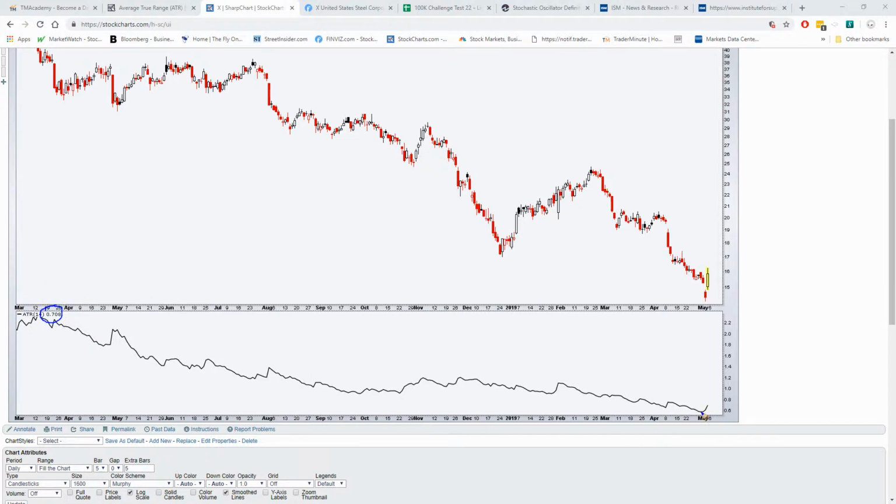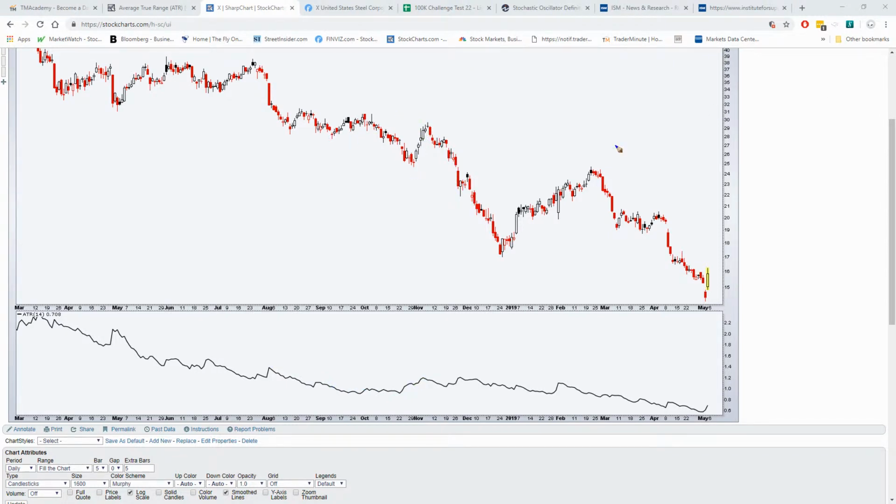You'll notice the ATR is kicking up today. Why? Well, the difference between the high and the low today is what, $1.30, $1.40? So it's well above the recent average true range. Now, the tendency for stocks is that when the average true range falls, the stock tends to go higher. And when the average true range rises, the stock tends to go lower. You'll notice with U.S. Steel, that's just not quite the case.